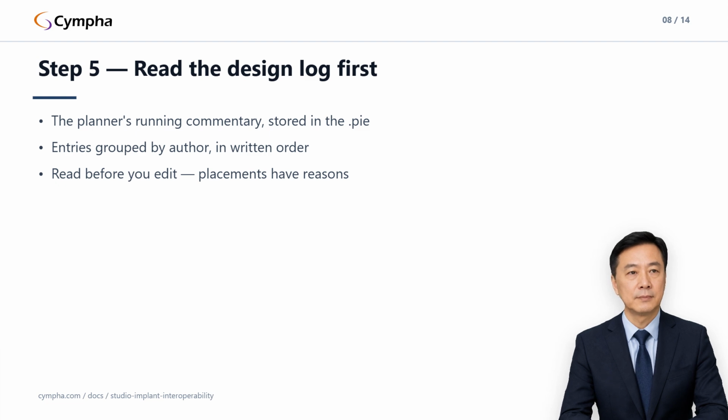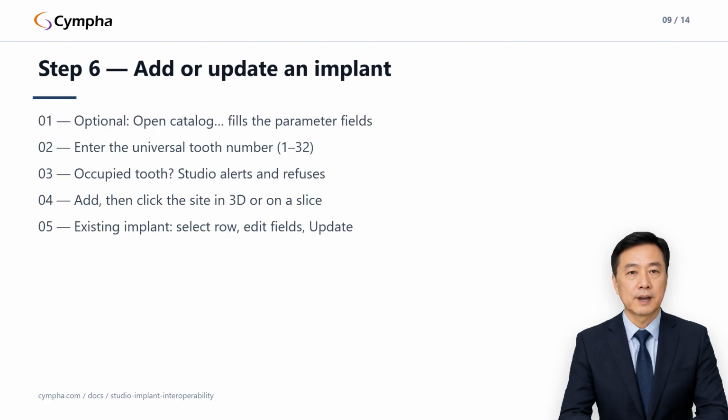Now close the loop. Below the existing log entry sits a text area and an Add Comment button. Type your review note, and be specific, something like reduce the length on 16 for sinus clearance, verify on the coronal slice. Vague comments waste the next reviewer's time, specific ones save a phone call. Click Add Comment, or press Ctrl-Enter inside the text area, Command-Enter on a Mac. Your entry is appended under your name, and it's persisted to disk on the next save.